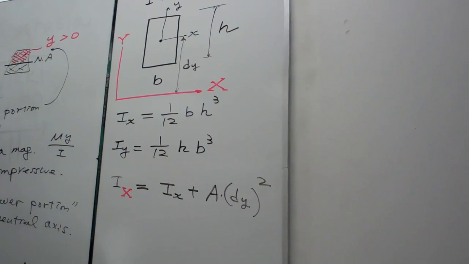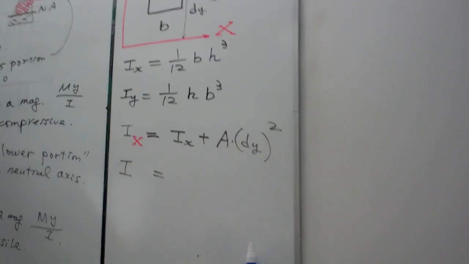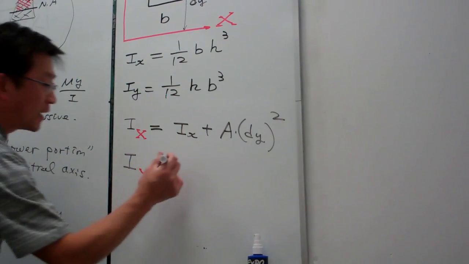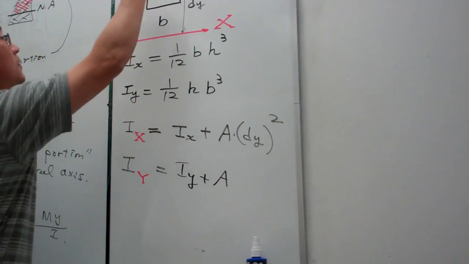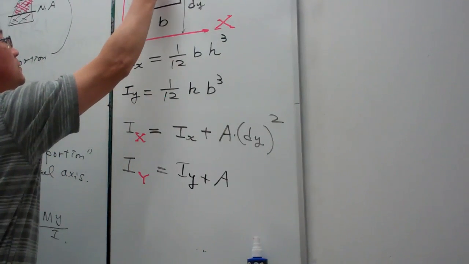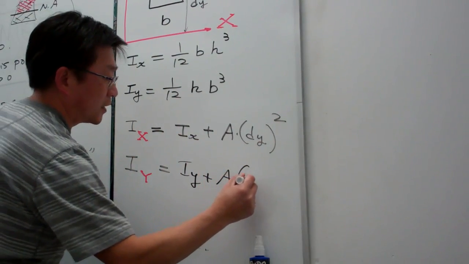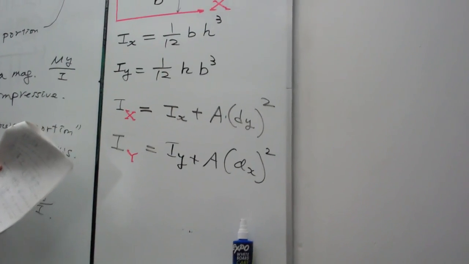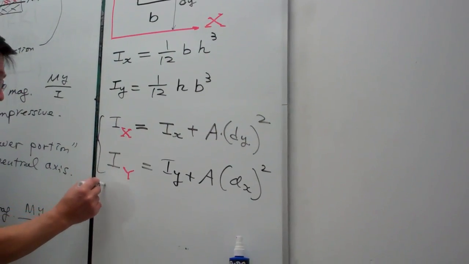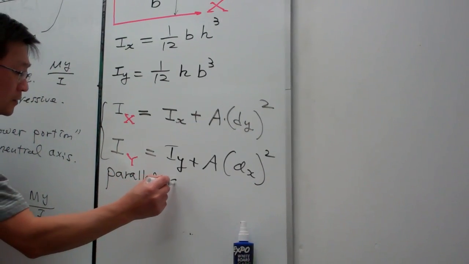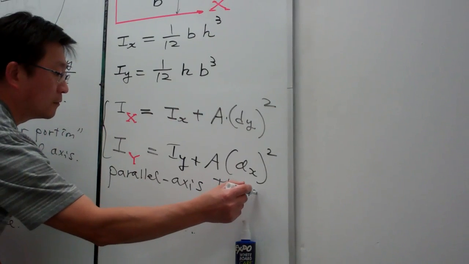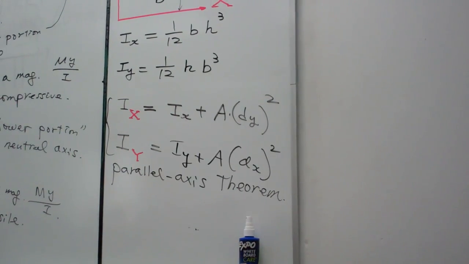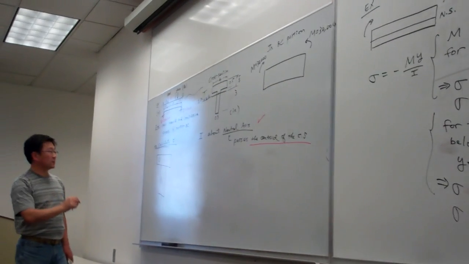And I with respect to the y-axis, that is Iy plus the area times the distance from here to here. Let me call it dx. So dx squared. Okay, those are the formulas, and you can use these formulas a lot. And actually this one we call the parallel axis theorem. Okay, so we have the equations reviewed there, so we can pick the information.